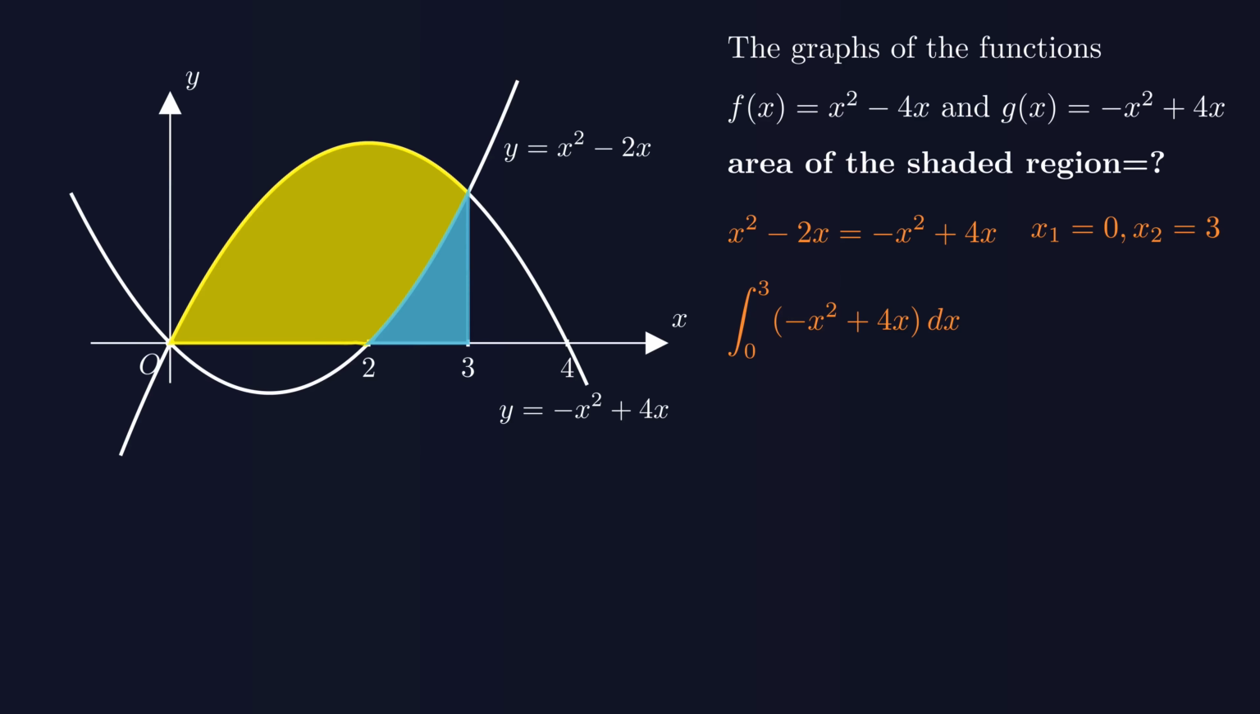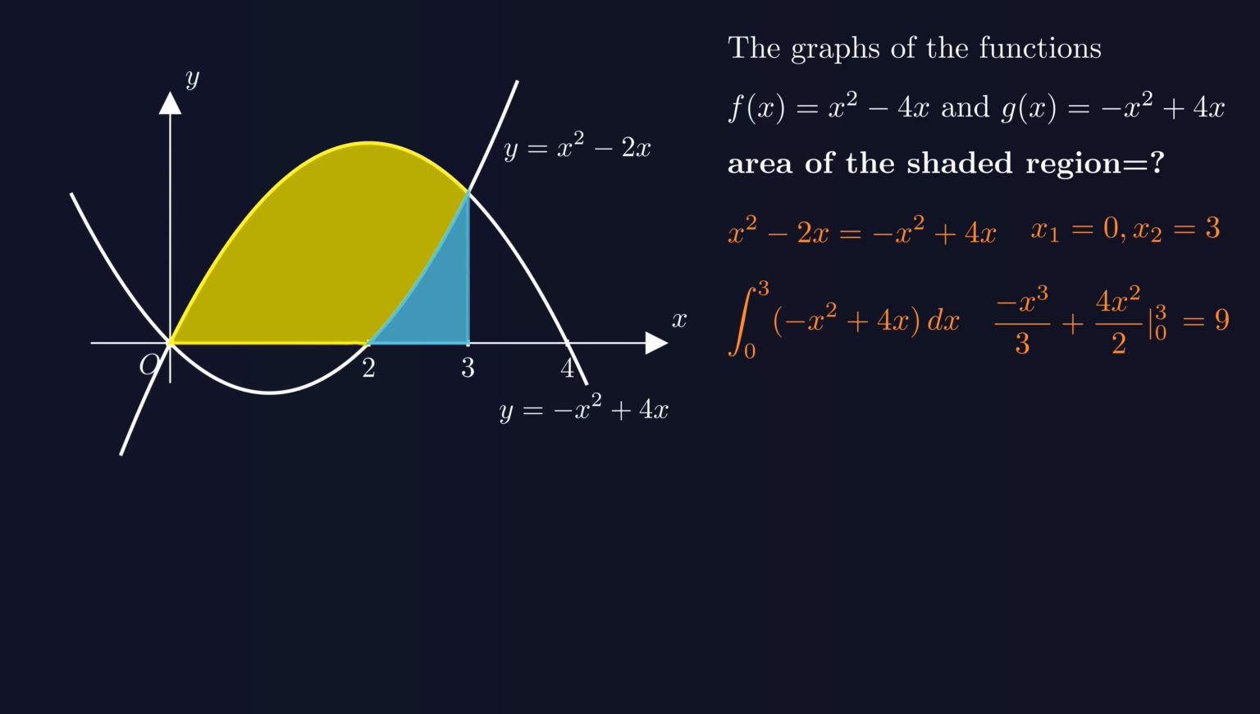Let's compute the integral. The antiderivative is x cubed over 3 plus 4x squared over 2. If you plug in the lower limit x equals 0, it gives 0. If you plug in the upper limit x equals 3, you get 9. So now we know the total area is 9 square units.